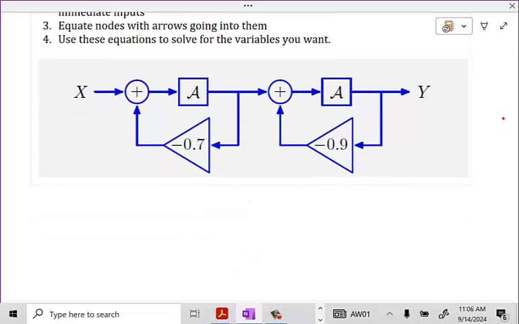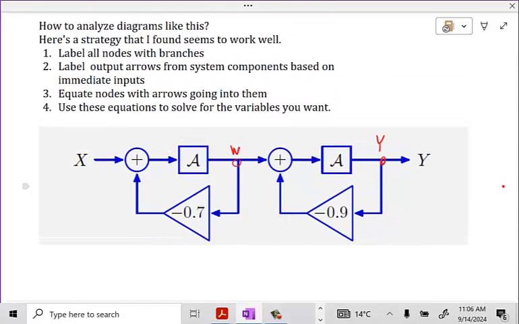So the nodes that have branches, well, there's this one here, and I'll call this W. Now, as I said, this Y can be thought of as this node also, so I'll label this as Y. It's really in the same place. It's just written over here. All right? Part two was label all output arrows from system components based on immediate inputs.